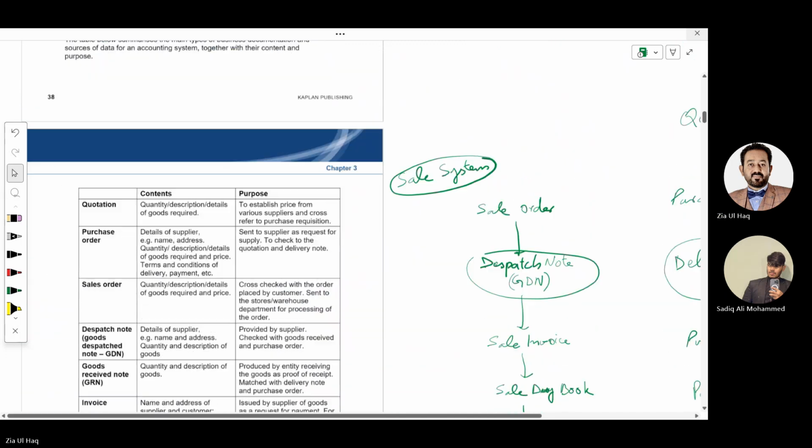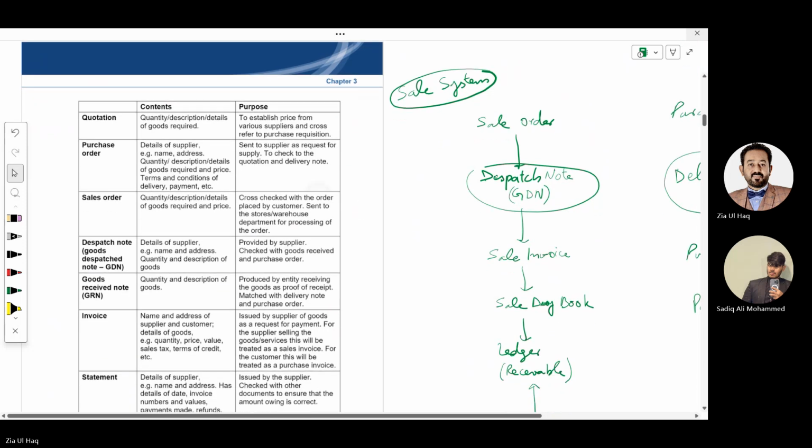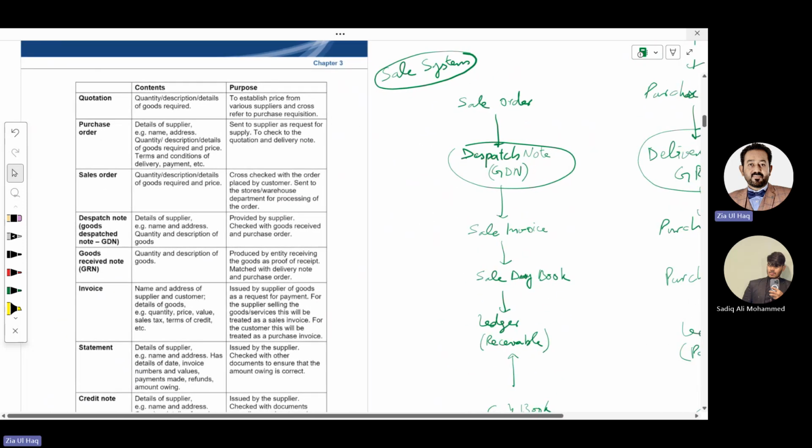In a business company, this is the purchase system. First, we receive a quotation from the suppliers. Then we place an order and make a document, the purchase order. In sale, we make a document, the sale order. In sale, we make a document, the goods dispatch note, while in purchase, we make a document, the goods received note.